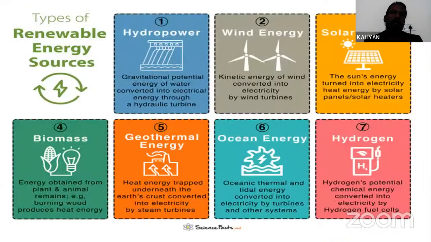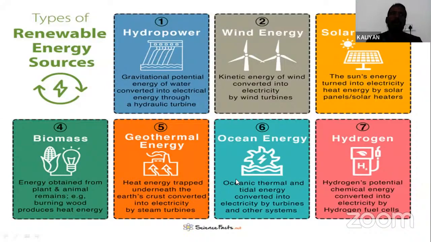So the types of renewable energies: hydropower, where gravitational potential energy of water is converted into electrical energy. Wind energy, where the kinetic energy of wind is converted into electricity by a wind turbine. Solar energy, where sun energy is turned into electricity or heat by a solar panel or solar heater. And biomass, energy obtained from plants and animals. Burning wood produces heat energy.